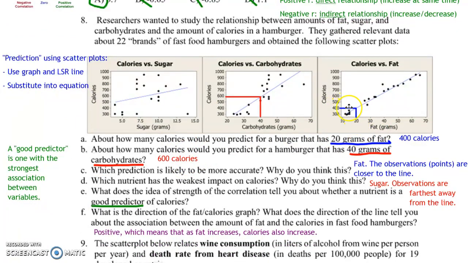20 grams of fat corresponds to 400. We're looking for the line. Remember, if it's asking for a prediction, we're looking for the line. So we go to the line and we go over. 40 grams of carbohydrates, we go to the line and we go over.